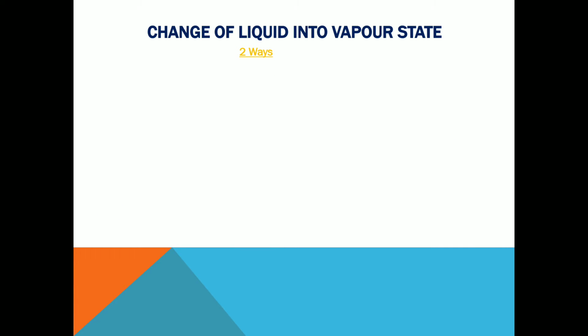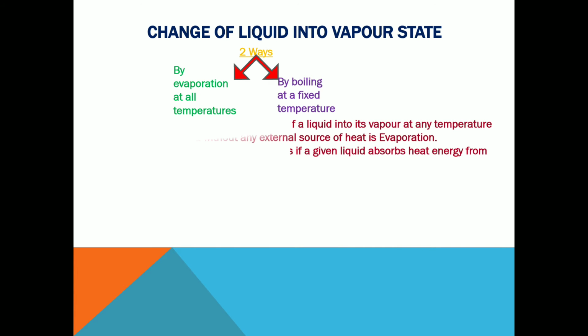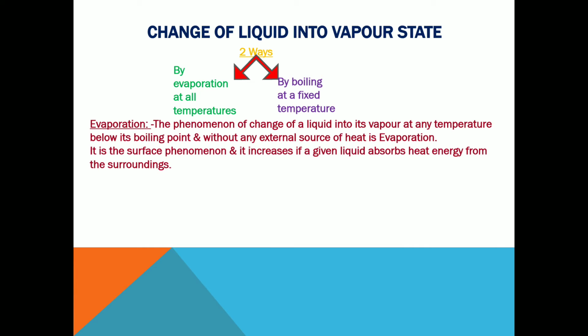Now, change of liquid into vapor state. It happens in two ways. First is by evaporation at all temperatures, and second is by boiling at a fixed temperature. Evaporation takes place at all temperatures, and boiling takes place only at a fixed temperature, known as the boiling point. Evaporation is the phenomenon of change of a liquid into its vapor at any temperature below its boiling point.